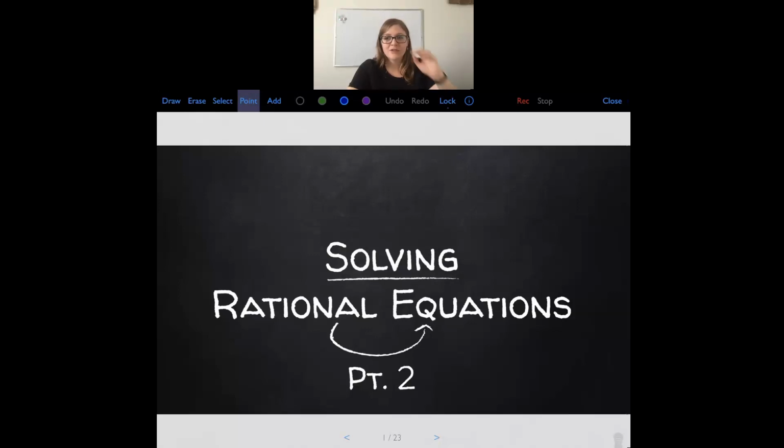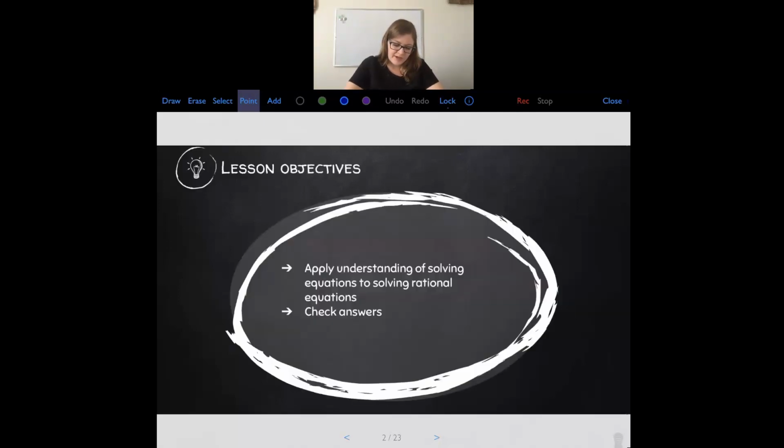In this lesson, we are going to continue to learn how to solve rational equations. So this is Solving Rational Equations Part 2. We will apply our understanding of solving equations to solving rational equations like we talked about in the first lesson, and then we'll also talk about checking our answer.